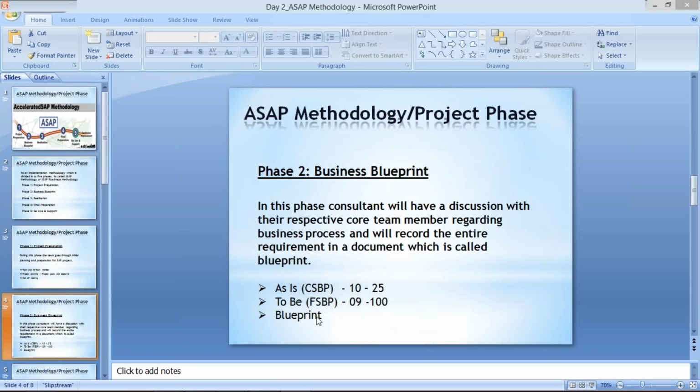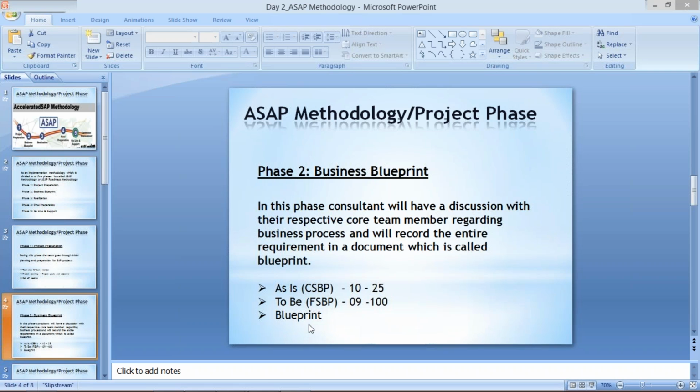So if everything is specified, then what will happen? Then we are going to send this to the client, in the sense the CTM, as per our discussion. And there will be regular discussion, guys, at the time of blueprint preparation. Even the CTM, the core team member, is going to spend around 50% of the time along with the consultants, because we will always have certain confusion and lots of discussions are going to take place.